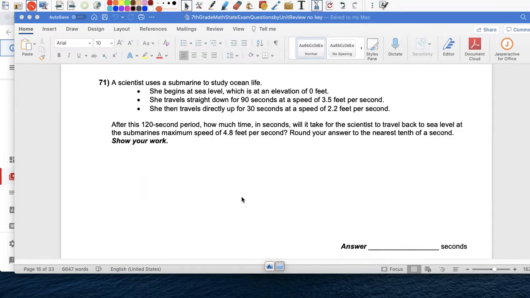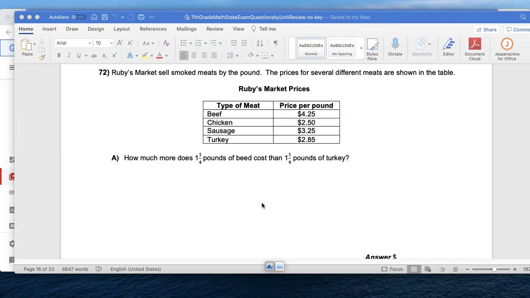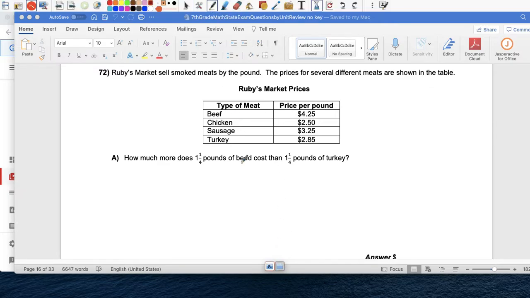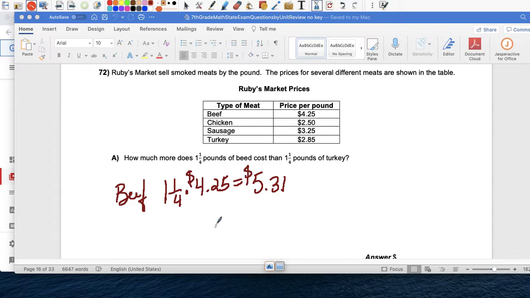72. How much more does 1 1/4 pound of beef cost than 1 1/4 pound of turkey? So let's do the beef. I don't know why it says beef, but it says beef. So beef is 1 1/4 pounds times, how much is it per pound? $4.25. So the beef cost is 1.25 times 4.25. Rounded, it's $5.31. That's how much the beef costs.